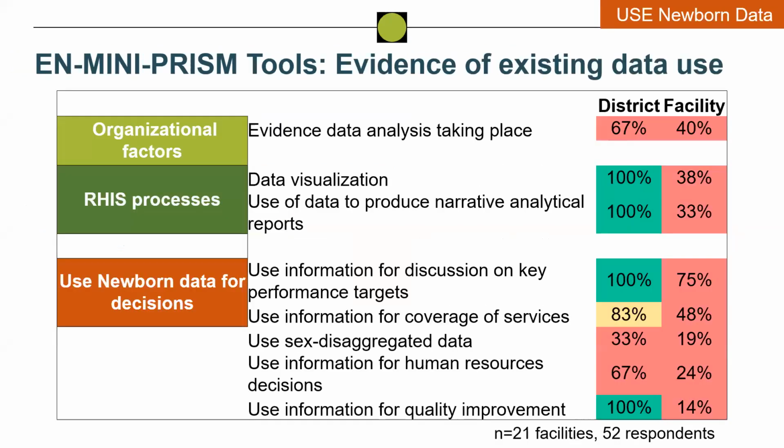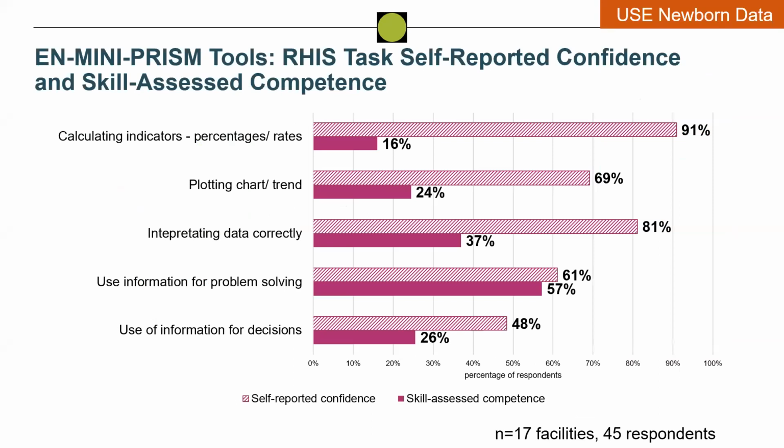To answer the first question, here we can see the answers are presented at the district and facility level. Overall data use is much better at the district level. For example, the RHIS processes like data visualization and data use to produce analytical reports is done at all district offices. However, only around 1/3 of the facilities do it.